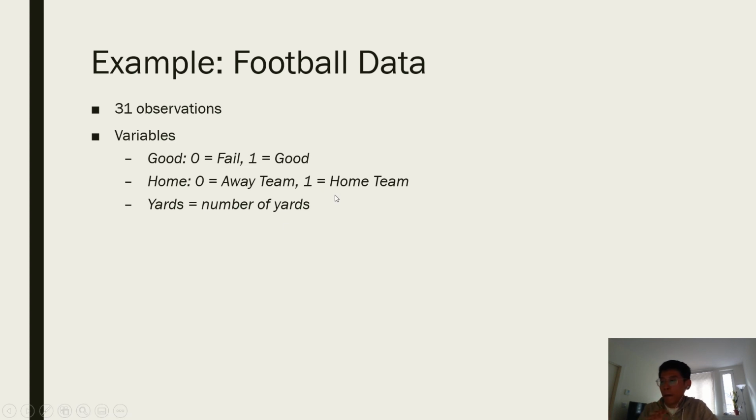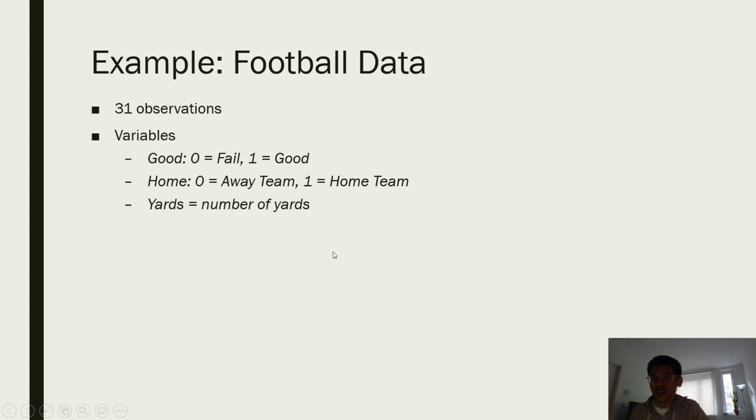Let's just move on, because we can choose either one: a complete or incomplete catch, or a good kick versus a failed kick, or a good field goal attempt versus a failed field goal attempt. Yes, the interpretation will be similar. So that's not a problem for us in this case, and feel free to interpret that.